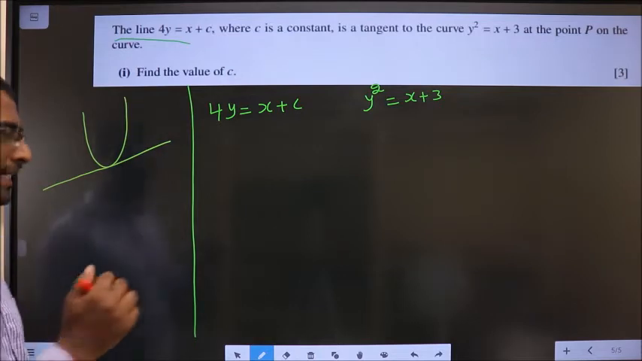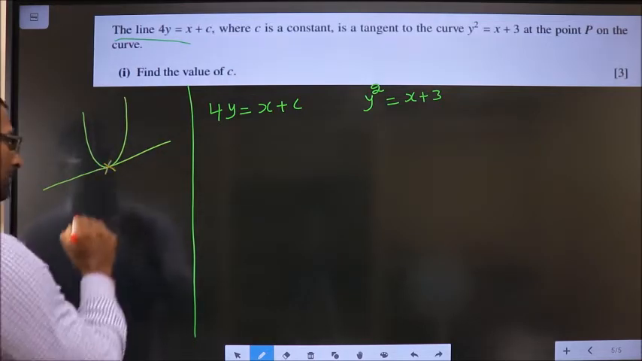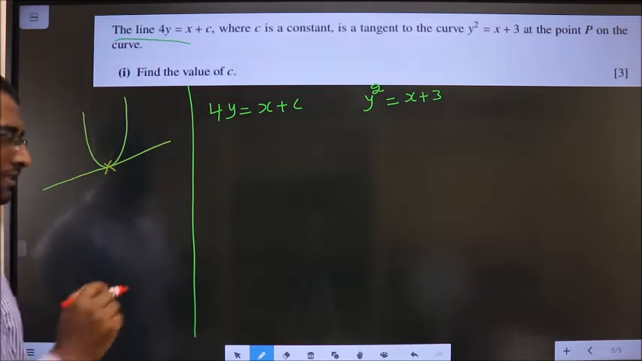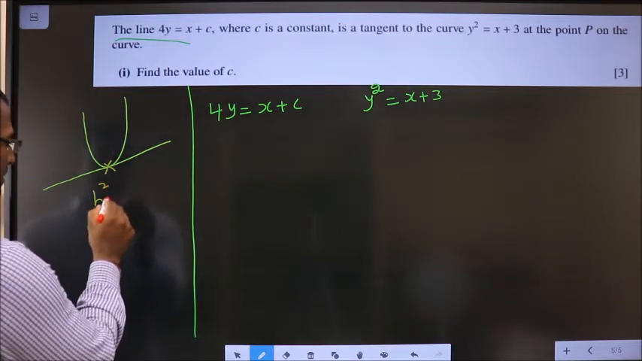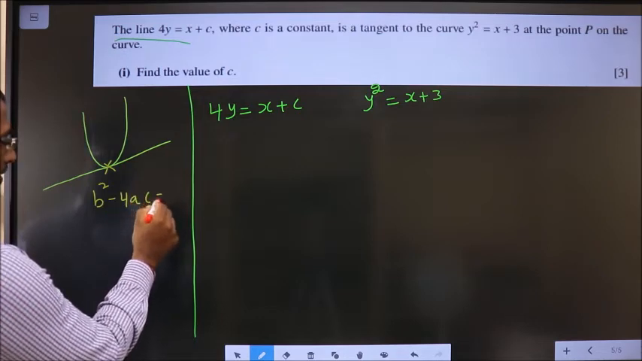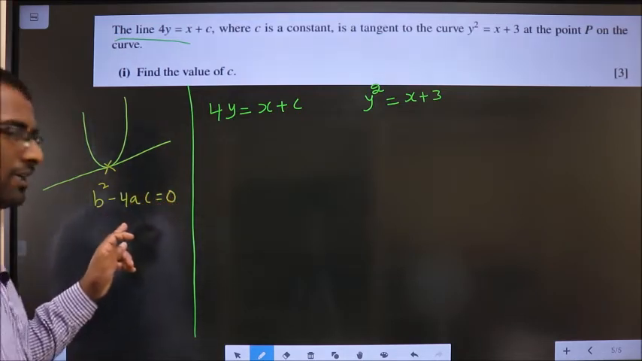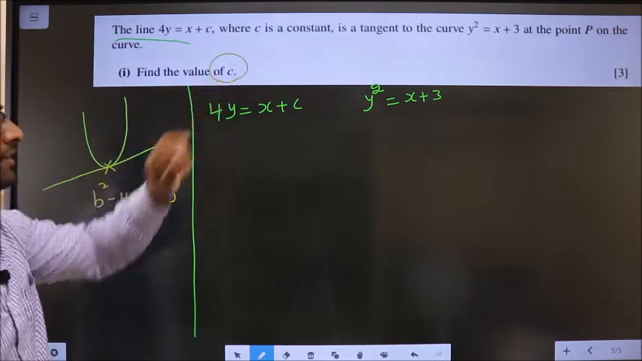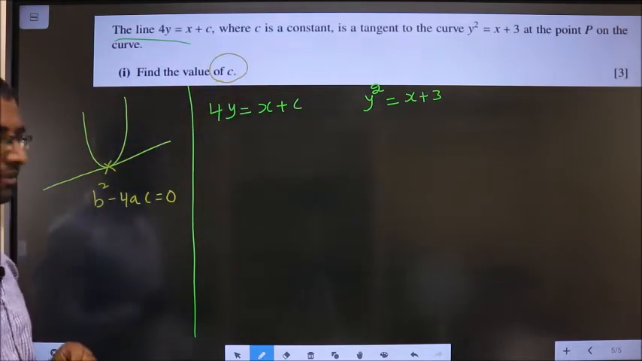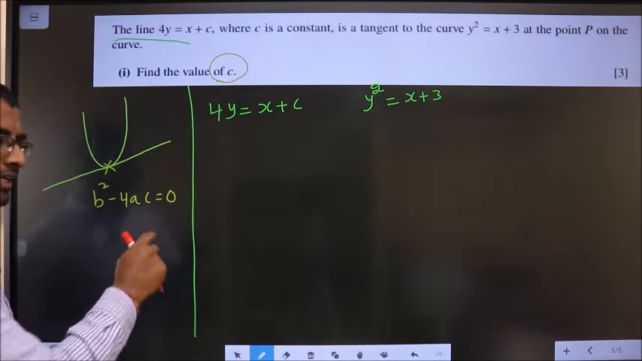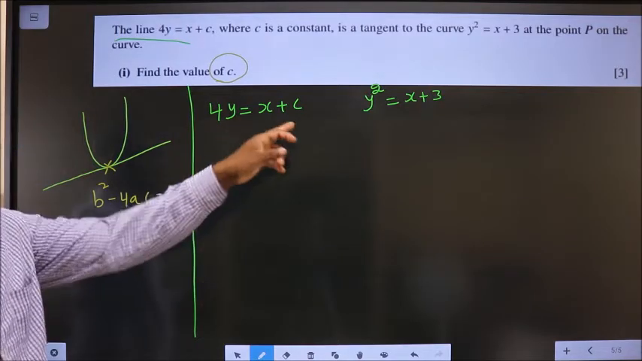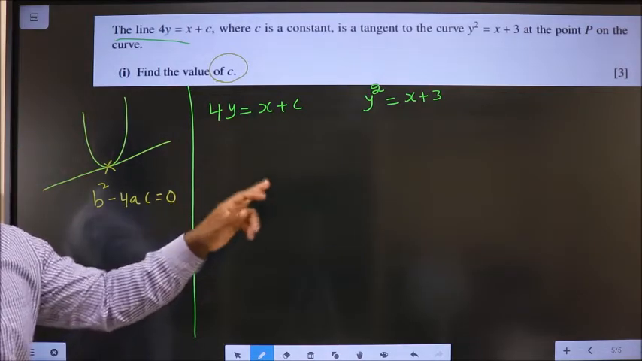Now, if it is intersecting at only one point, what condition do I make use of? It is b square minus 4ac is equal to 0. If I make use of this condition, the result will be the value of c. Now to make use of this condition, I should have a quadratic equation. To get the quadratic equation, I should solve these two equations. And how do I solve these two?